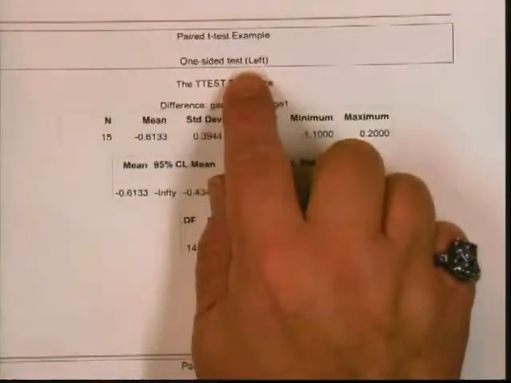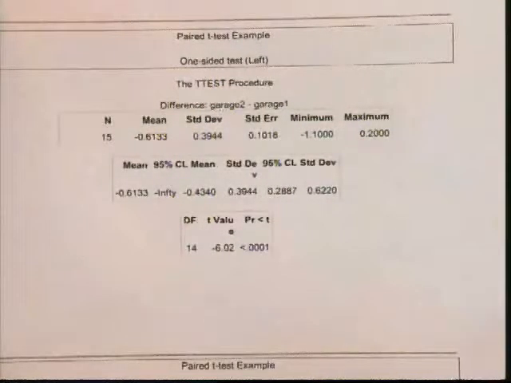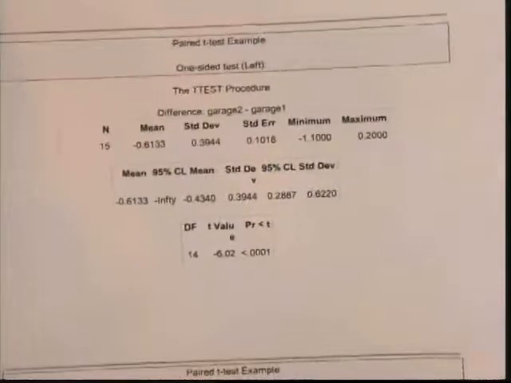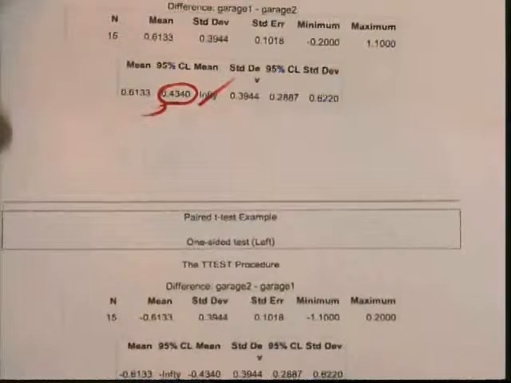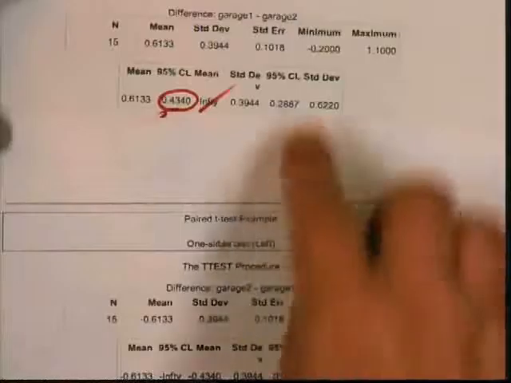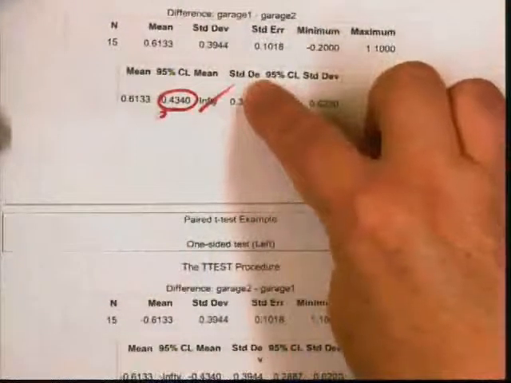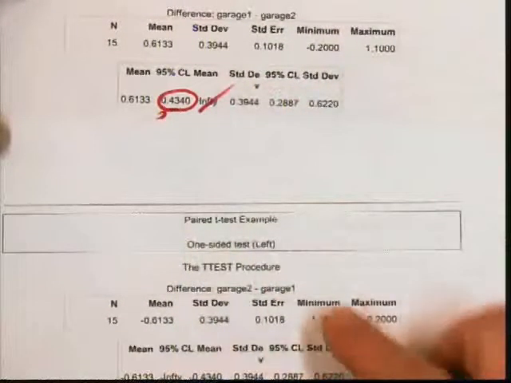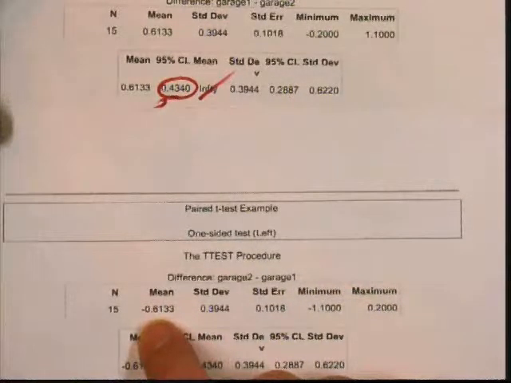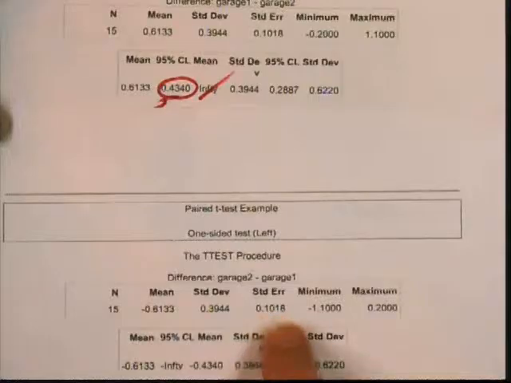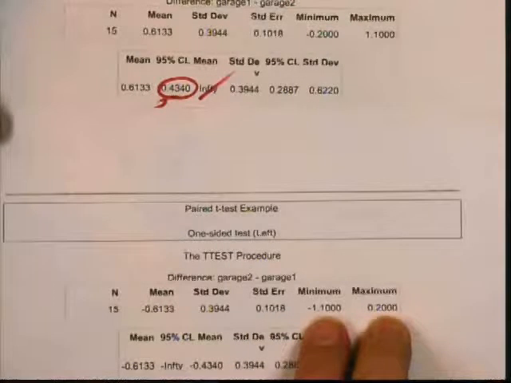One-sided left. And put the one-sided right behind it here. At the top of the screen is the one-sided right. This is the one-sided left. Down here, the new information. So notice the mean is just the opposite in sign. Variance information is the same. The min and max are in the negatives in the reverse order.